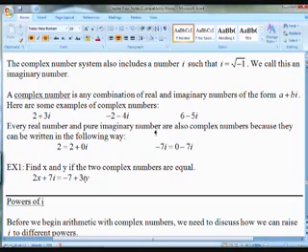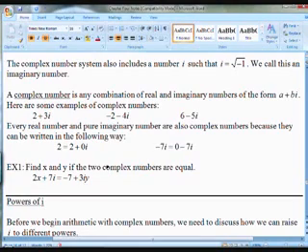Every real number and pure imaginary number can also be written as a complex number. So any number that you've ever seen is a complex number, such as the number 2. That's complex, even though we said it's real. It's also complex because you can write it as 2 plus 0i. No imaginaries. The imaginary number negative 7i is also complex because you can write it with no real part: 0 minus 7i is complex. So everything that you've ever seen is complex.